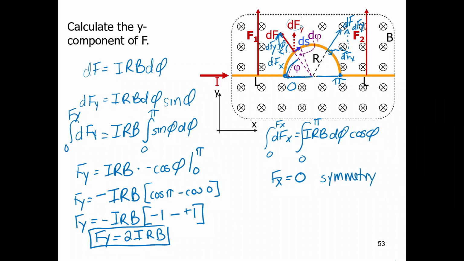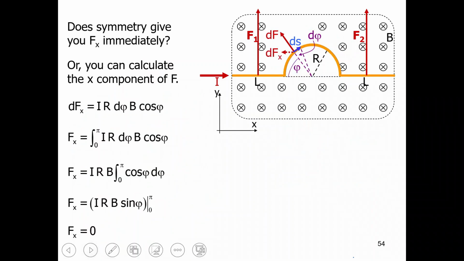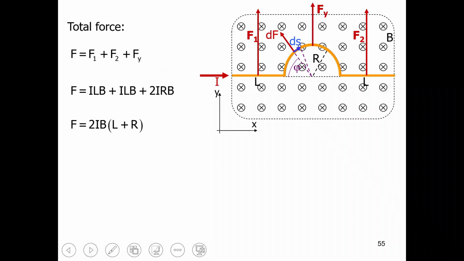If you needed to prove it, you could do the same thing. The integral of cosine is sine, and then you could show the substitution of sine of 0 and sine of pi, and you would find that you end up with a 0 value, because those are actually going to cancel. If you wanted to see that derivation for the x component, it's here on the slides.